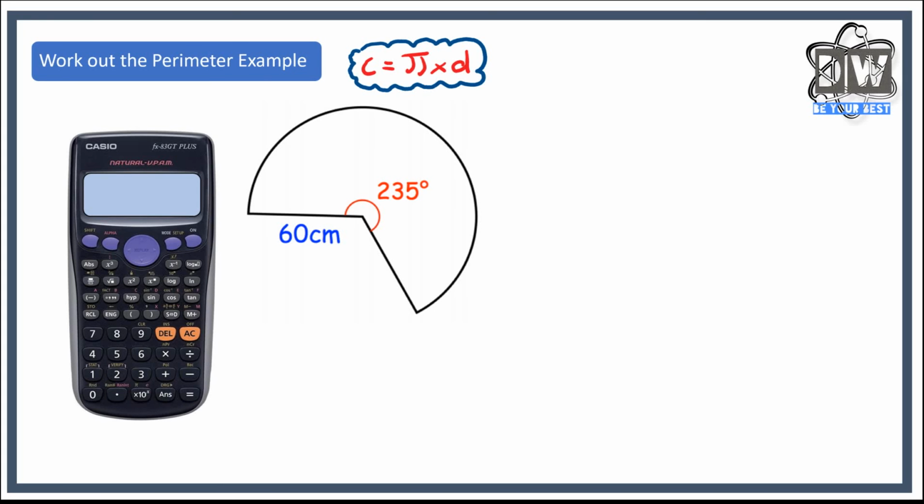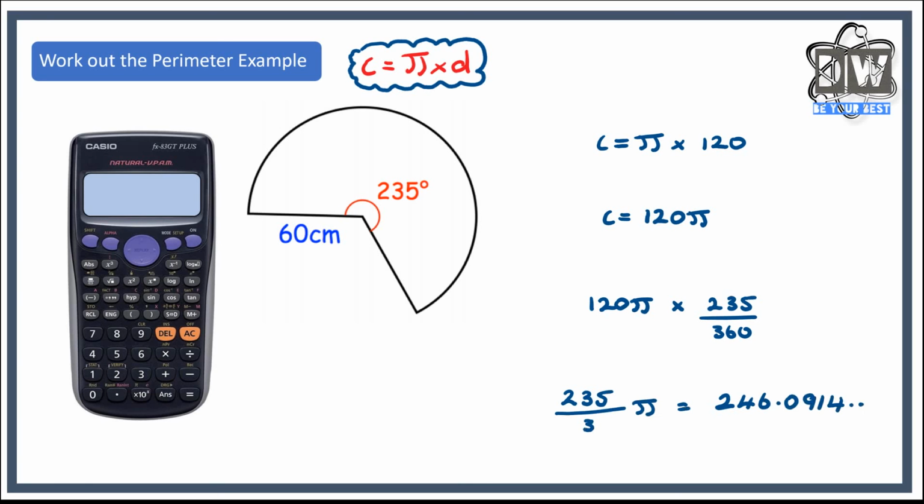Okie dokie, everyone. So we've got the old circumference equals pi times the diameter. The diameter on this one is going to be 120, which is double the radius. That gives us 120 pi. And we're going to find a portion of that. Remember, that figure there is the full circle. We're going to find 235 over 360. Right? That gives us our fraction. We're going to use that to times it by. That's going to give us this. And this is really important.